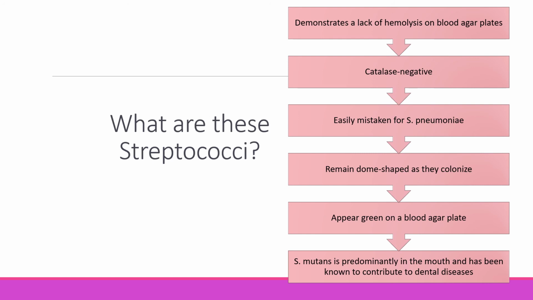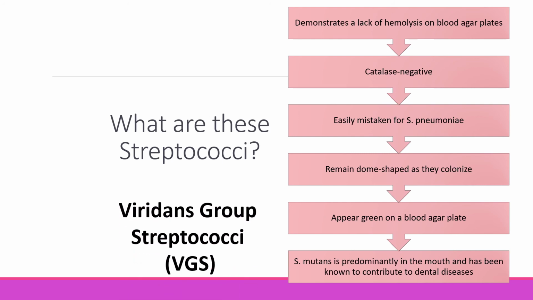Now, S. mutans are most commonly known as commensals in the human mouth. And when we have dental procedures or something like that, they're the ones that are going to wreak havoc in the mouth when they get an opportunity. Can you guess what it is? If you guessed Viridans group, you would be correct.